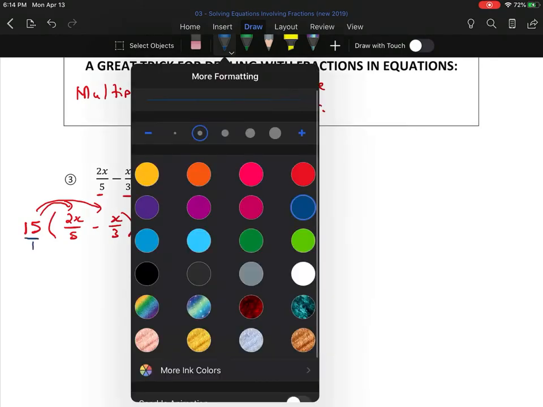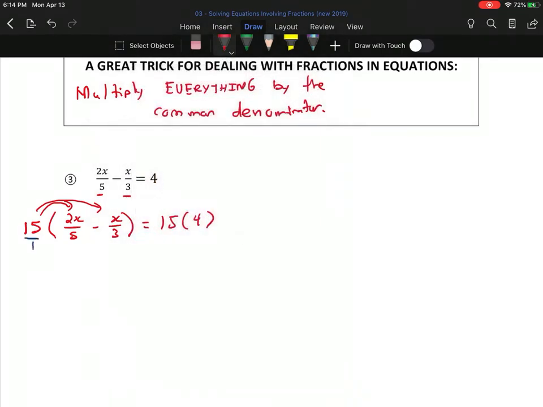And when I'm doing that distribution to fractions, I'm going to want to picture the 15 as over 1, because when you're multiplying fractions, whole numbers should be thought of as fractions. So when I go numerator times numerator, on the first one I get 30x. Denominator times denominator, I get 5. And then 15x in the second one, numerator times numerator, and 1 times 3 is 3. And this side, 15 times 4 is 60.